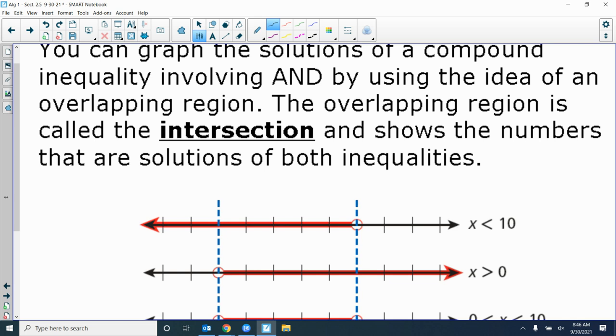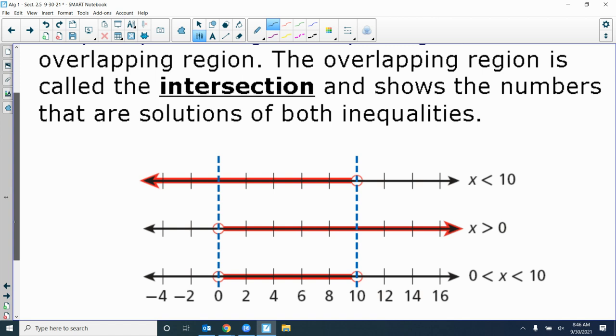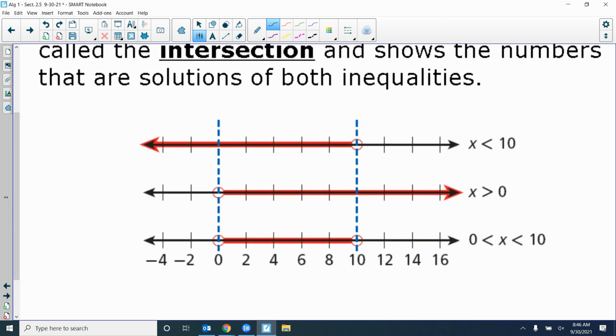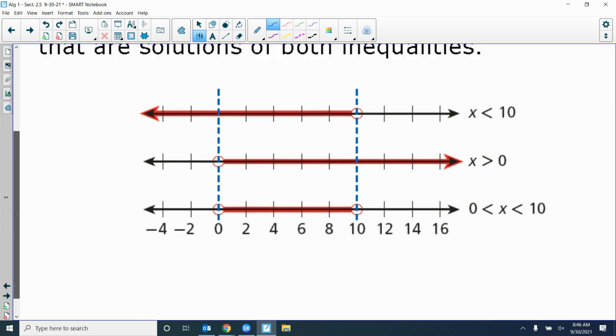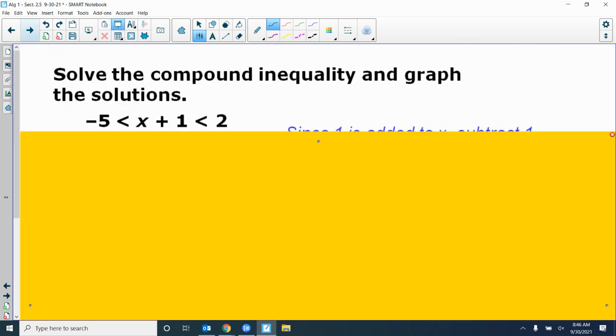So think about this. I want all the numbers that are less than 10 and greater than 0. You look for where they overlap. So less than 10 will go from here, greater than 0. The overlap will be in between 0 and 10. That's essentially what we're going to look for. All right, I just want you to look at this one here. That's not on your notes. This is the type of problem we're going to solve.